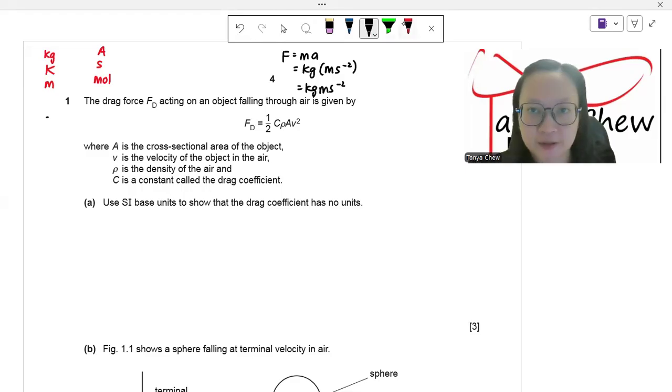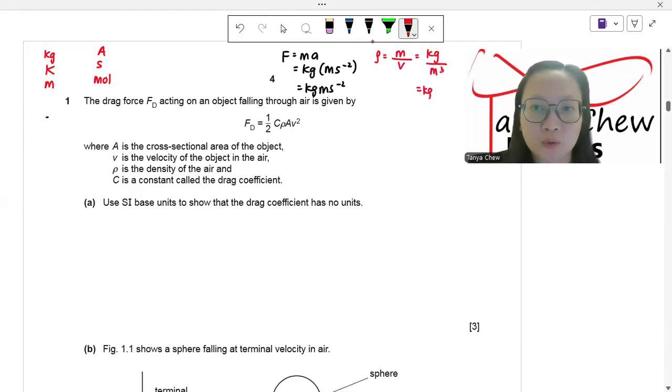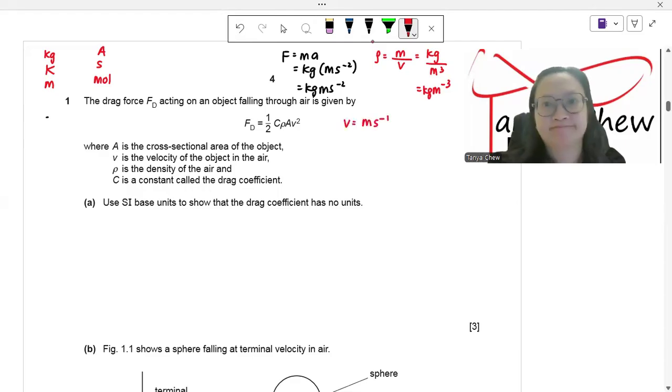Rho is the density. Density is defined as mass per volume. The SI base unit of mass is kilogram. The SI base unit of volume is meter cubed. So you get kilogram per meter cubed. And V is the velocity. The SI base unit of velocity is meter per second.